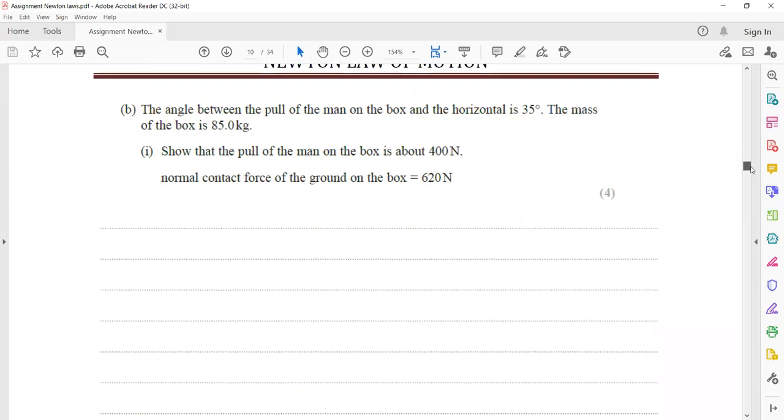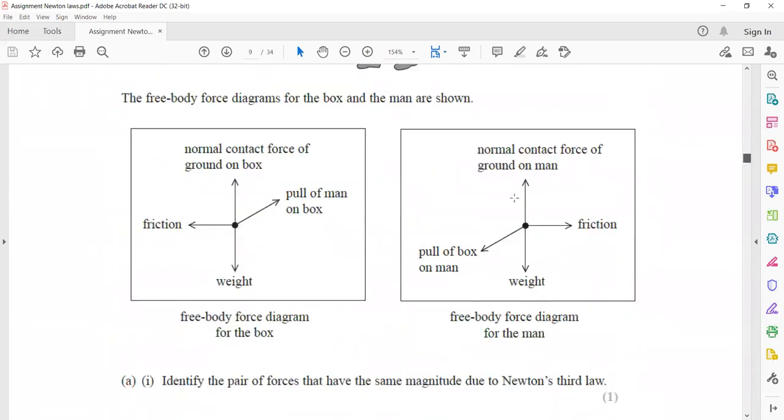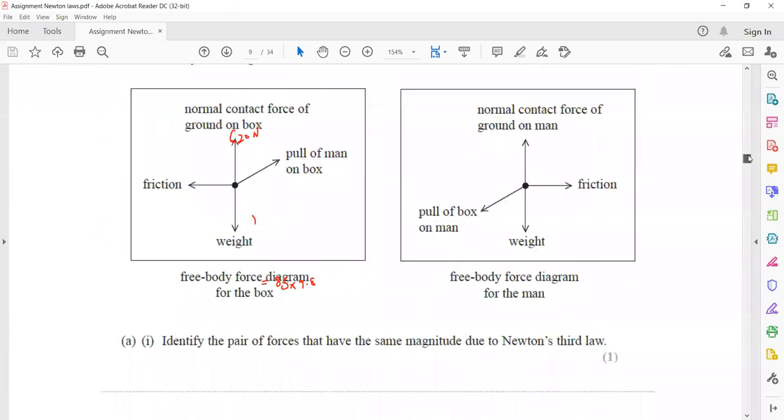Then the angle of the pull of the man is 35 and the mass is 85. Show that the pull of the man on the box is about 400. The contact force is 620. This normal contact force is 620 Newton. The weight will be 85 into 9.8, because mg, and it is making an angle of 35.